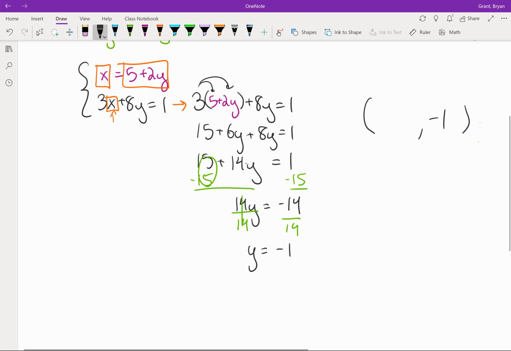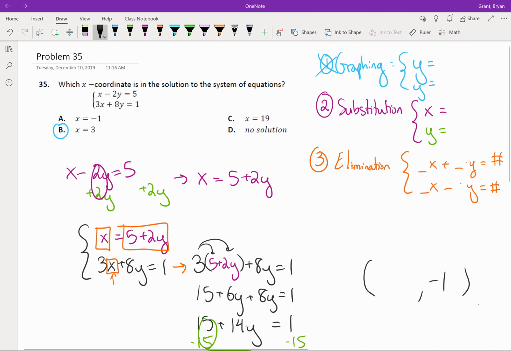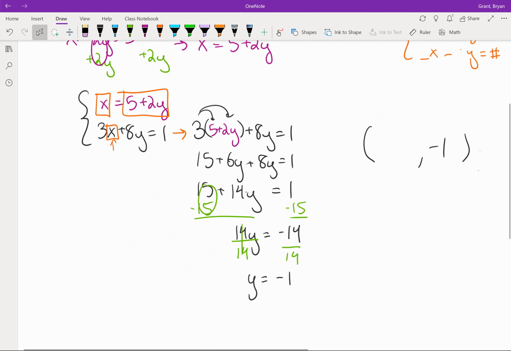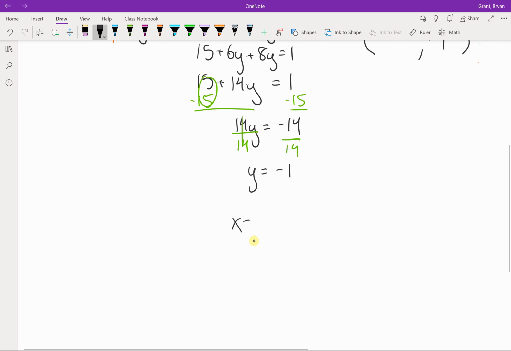Now, how do we find the x? Well, it's the same thing as before. We take this negative 1 and we go back to any equation that has both an x and a y and we plug in the y. And I would actually suggest not going back to the original here, because one of the nice parts with substitution is you're always going to have an equation that's a little bit easier to find the other variable, and that's going to be the equation that has a variable isolated. In this case, this equation right here. This is the equation x equals 5 plus 2y.